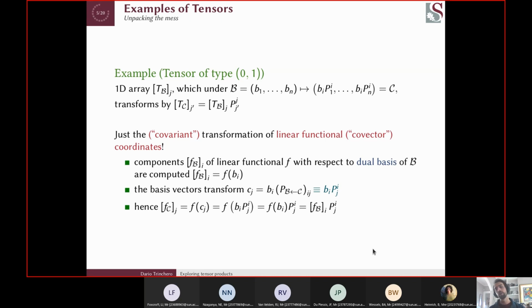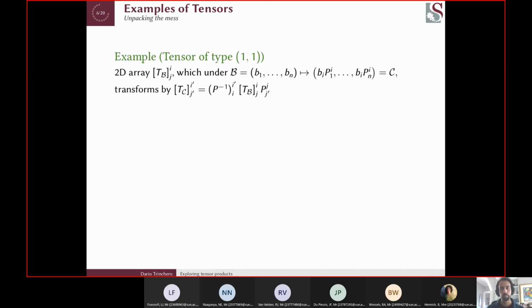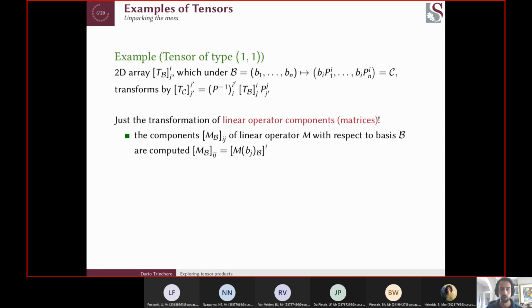Okay, so tensors of type 1, 0 are vectors, or column vectors rather, and tensors of type 0, 1 are covectors or row vectors rather. So what's a tensor of type 1, 1? Well, it's a two-dimensional array with one upper index and one lower, which under change of basis transformation changes according to this conjugation law over here. And this is just the transformation law of a linear operator, or a matrix rather, in component form.